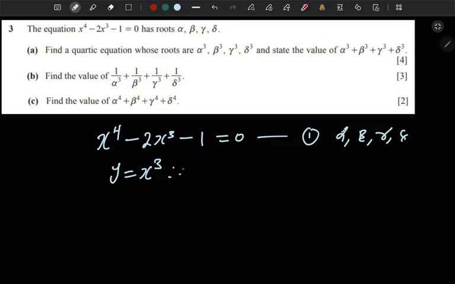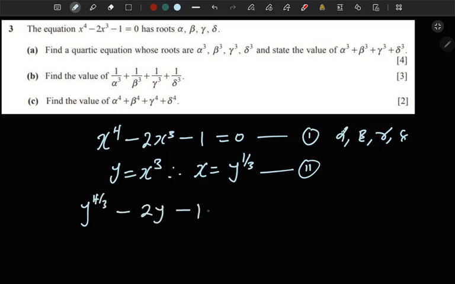So you can make x the subject of the formula, and that's going to be y raised to the power of 1 over 3. Let's call this equation 2. To get rid of x in equation 1, you substitute equation 2 in 1 so that everything in equation 1 becomes a polynomial in terms of y. By substitution, equation 1 becomes y raised to the power of 4 over 3 minus 2y minus 1 equals 0.